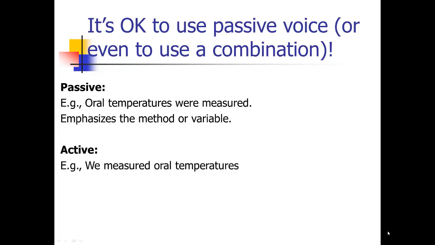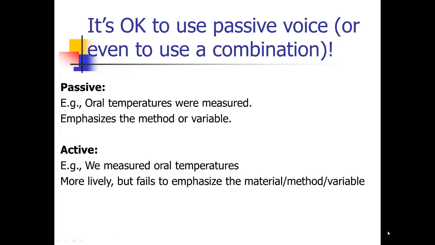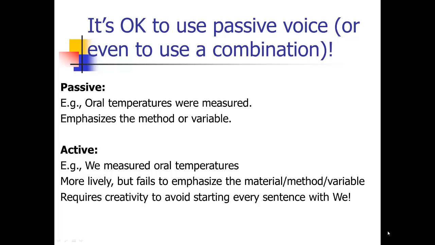The active voice here would be "we measured oral temperatures," and that's okay, it's more lively, but again, it fails to emphasize the material, method, or variable. So that's a drawback. Also, in order to put the whole method section in the active voice, you have to be really creative, because it's mostly the authors who are doing all the actions, and to avoid starting every sentence with "we," you're really going to have to be very creative. It's probably just not worth that much effort. So again, the one section where I'm going to say, if you want to use some passive voice, go ahead, is the method section.